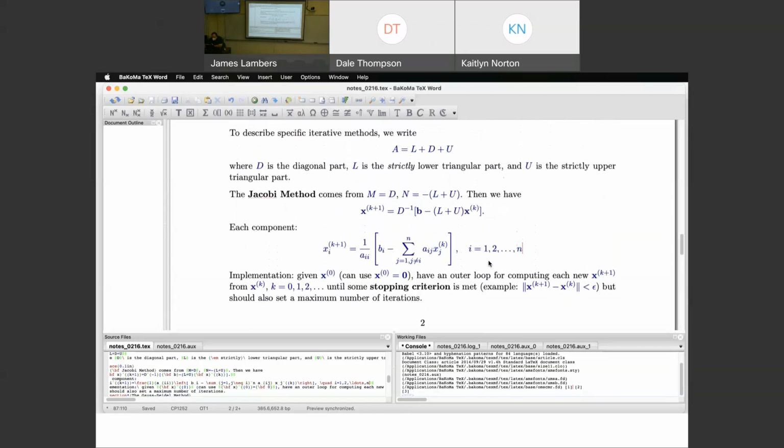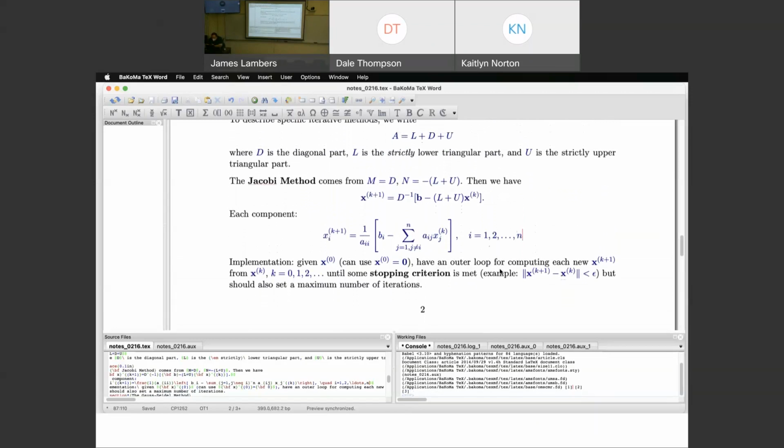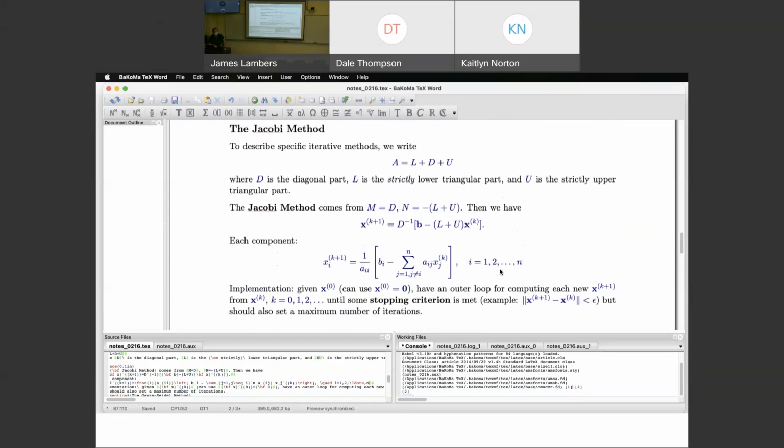So that's how the Jacobi method works. Are there any questions about the Jacobi method before I talk about a modification of it?